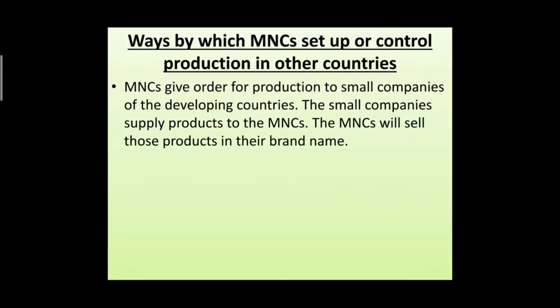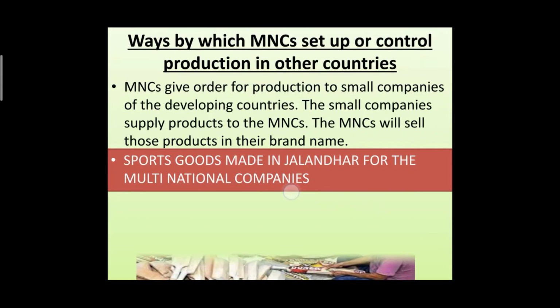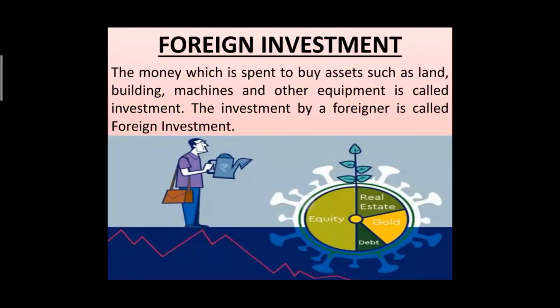Now the third way by which MNCs can set up production is that MNCs can give orders for production to small companies of developing countries like India. The small companies supply products to the MNCs. The MNCs will sell these products under their brand name. So they just give their brand name and purchase from any local company of the developing country. An example we can see is the sports goods made in Jalandhar for multinational corporations. So in this way, that is another example for the same.